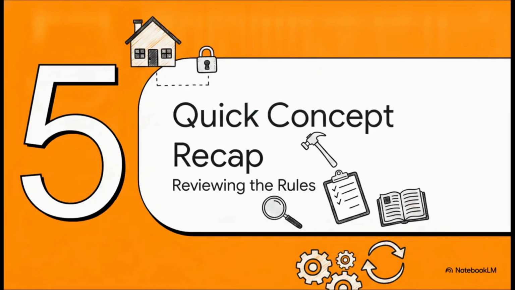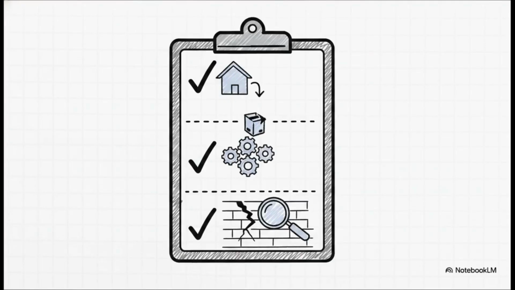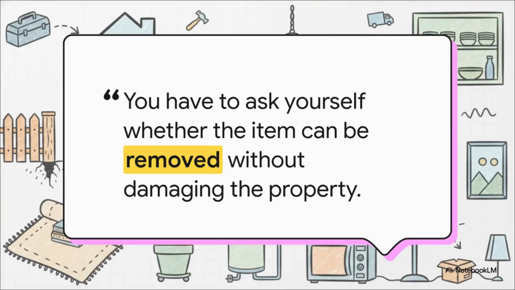Section 5, quick concept recap, reviewing the rules. Let's do a quick recap. A fixture is real property, and it stays. Personal property leaves with the seller. Use the 5 MARIA tests to determine the difference between the two, and always apply the damage test if you're ever unsure. The big takeaway here is that temporary decisions can permanently alter a property's value. Just cementing a block or planting a bush changes the legal classification of that property entirely.